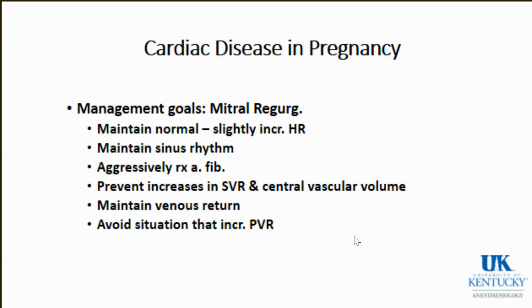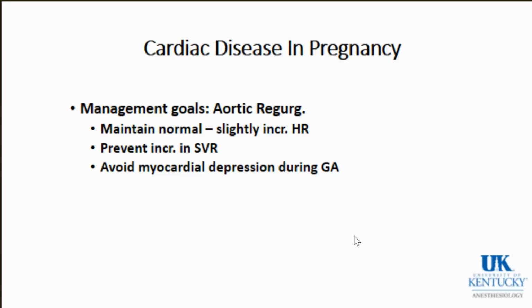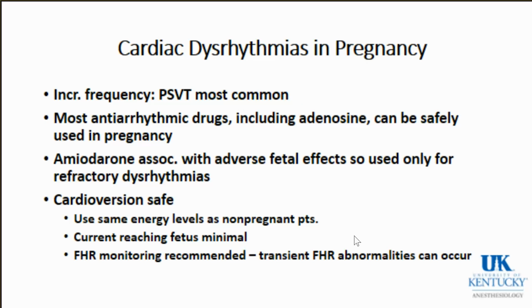Pregnancy actually is beneficial in patients with regurgitant lesions because of the decrease in SVR. It helps with forward flow, so patients usually do better with this. But again, you need to have sinus rhythm. In these cases, you want either normal or slightly higher heart rate. You do need to maintain venous return in these patients also. Aortic stenosis, very similar to mitral stenosis, and aortic regurg, similar to mitral regurg.